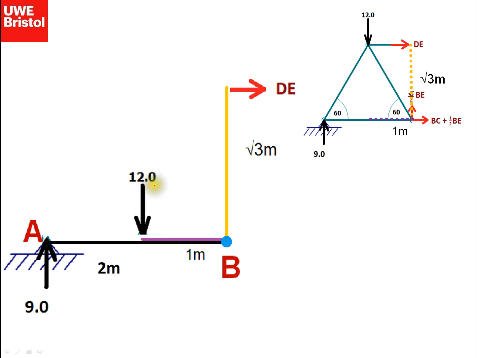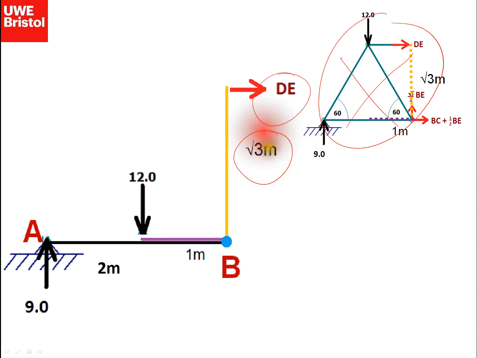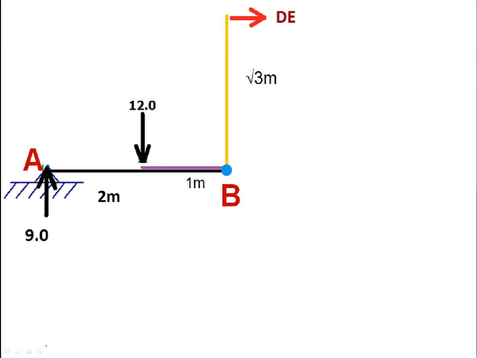So just getting rid of this framework, and now looking at the moments that we've got: DE times √3, and that's going to be a positive moment. Then we've got 12 times 1, and that will be a negative moment. And then we've got 9 times 2, which will be a positive moment. So we've imagined that 12 dropping down to this point here, and the DE shifting across a little bit to the right. So it's straightforward to do our moments.